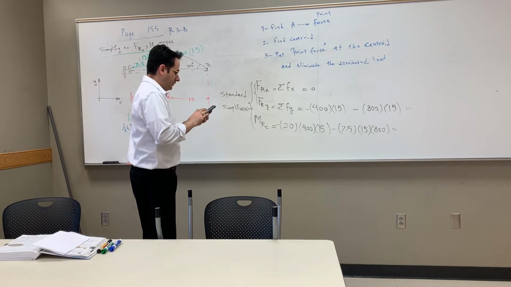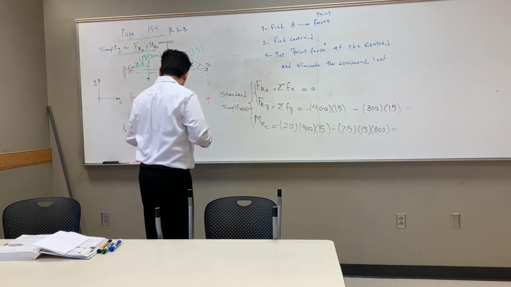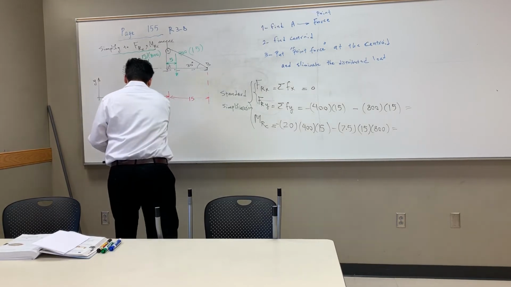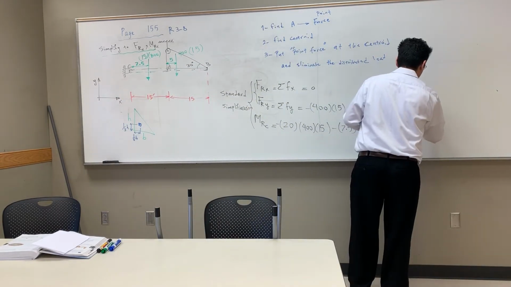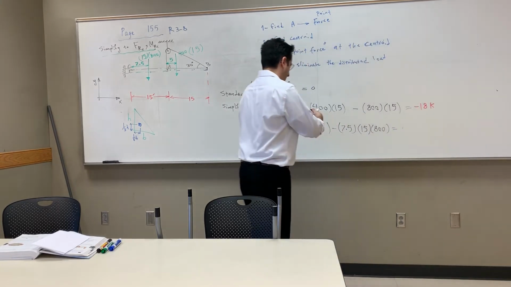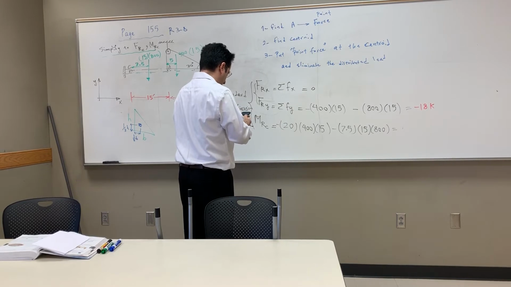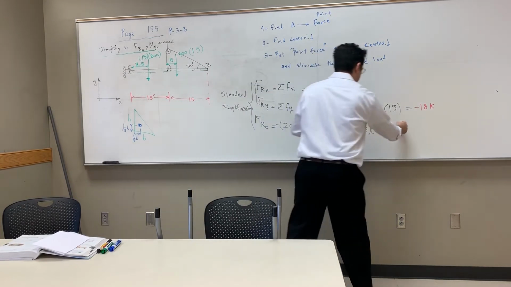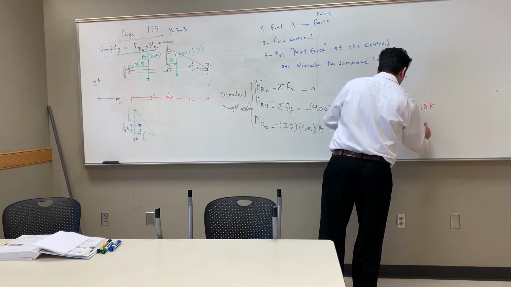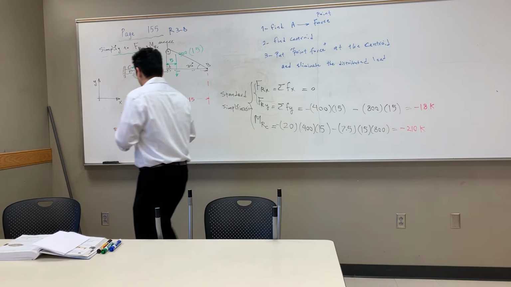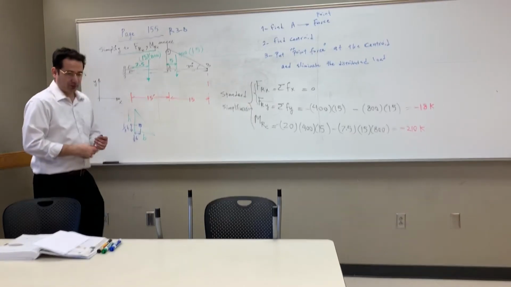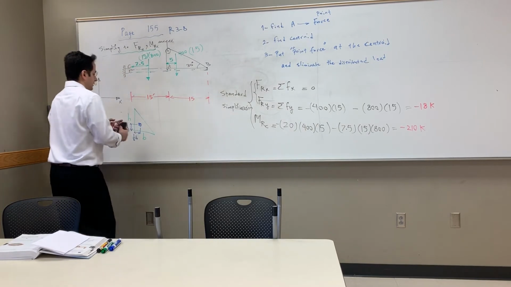Negative. This is going to be 18J. All right, so that's what I get when I put it in the calculator. That's what I got.